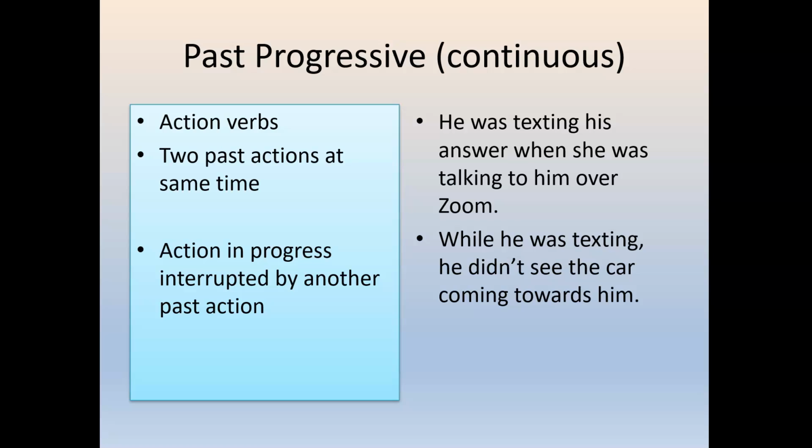Past progressive, or past continuous, is the last one we're going to look at today. Same thing, we need to use it only with action verbs. It can be used to describe two past actions at the same time. For example, he was texting his answer when she was talking to him over Zoom. Or it can be used to describe an action in progress which is interrupted by another past action. While he was texting, he didn't see the car coming towards him. In that case, one of my verbs, generally the verb after the word while, is going to be in the past progressive, and then the other verb is going to be in the simple past.